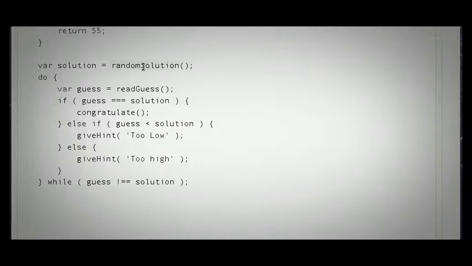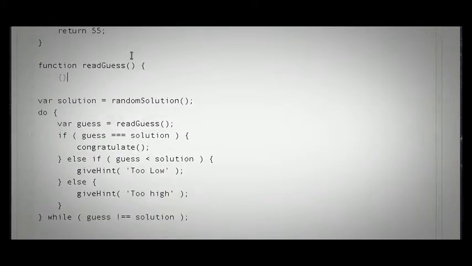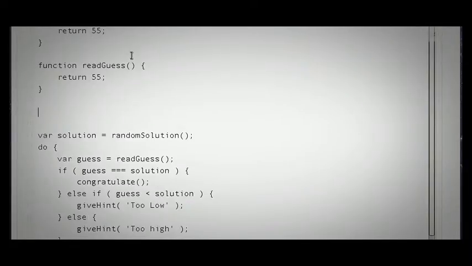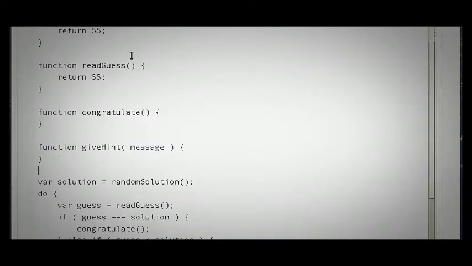And what are the other functions that we have to define? So this is the guess. Let's write it here, function guess. Again, we don't know how to read the guess from the user yet, so let's write it as 55. And then what else? Function congratulate, then function giveHint. GiveHint is a little bit special because it takes one argument, so let's write it there.